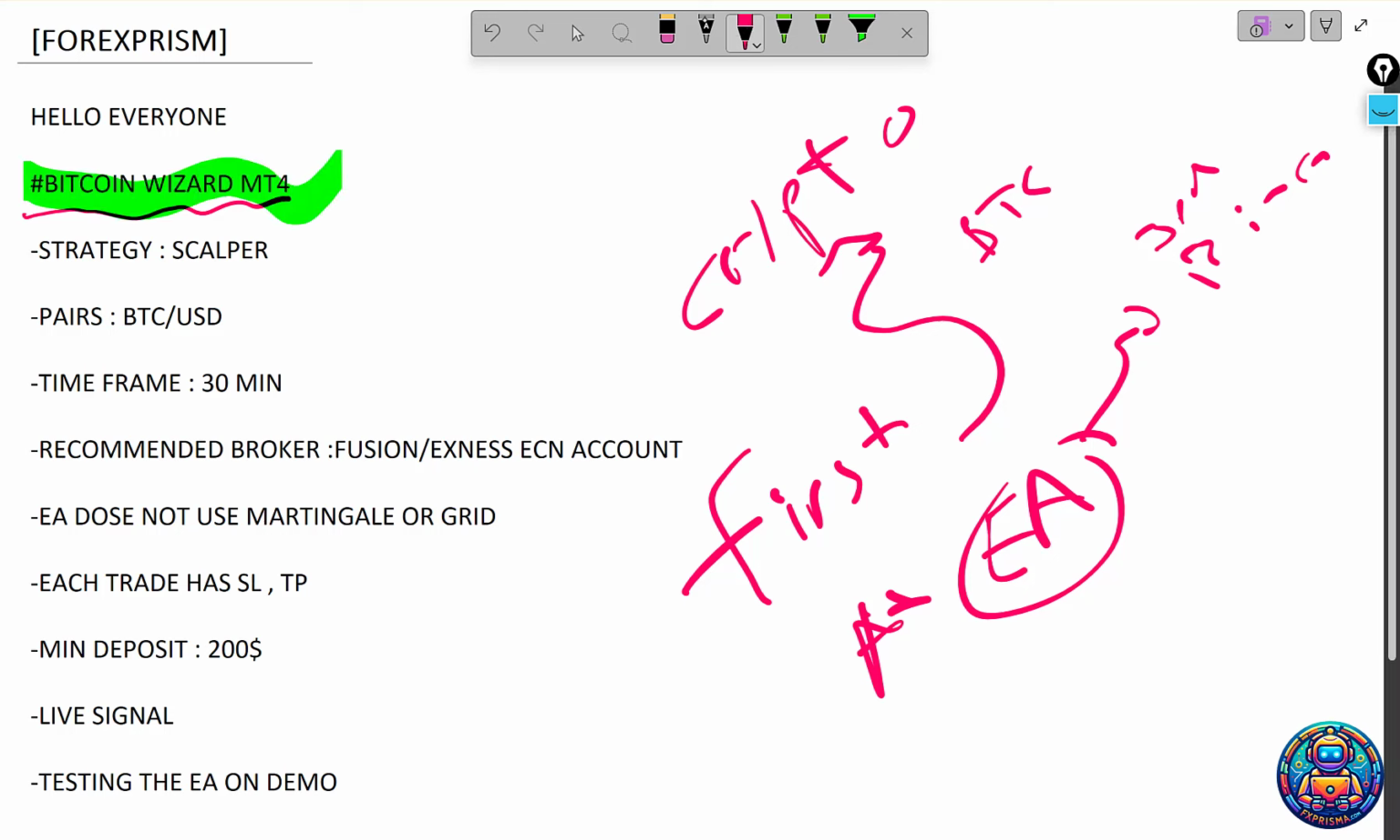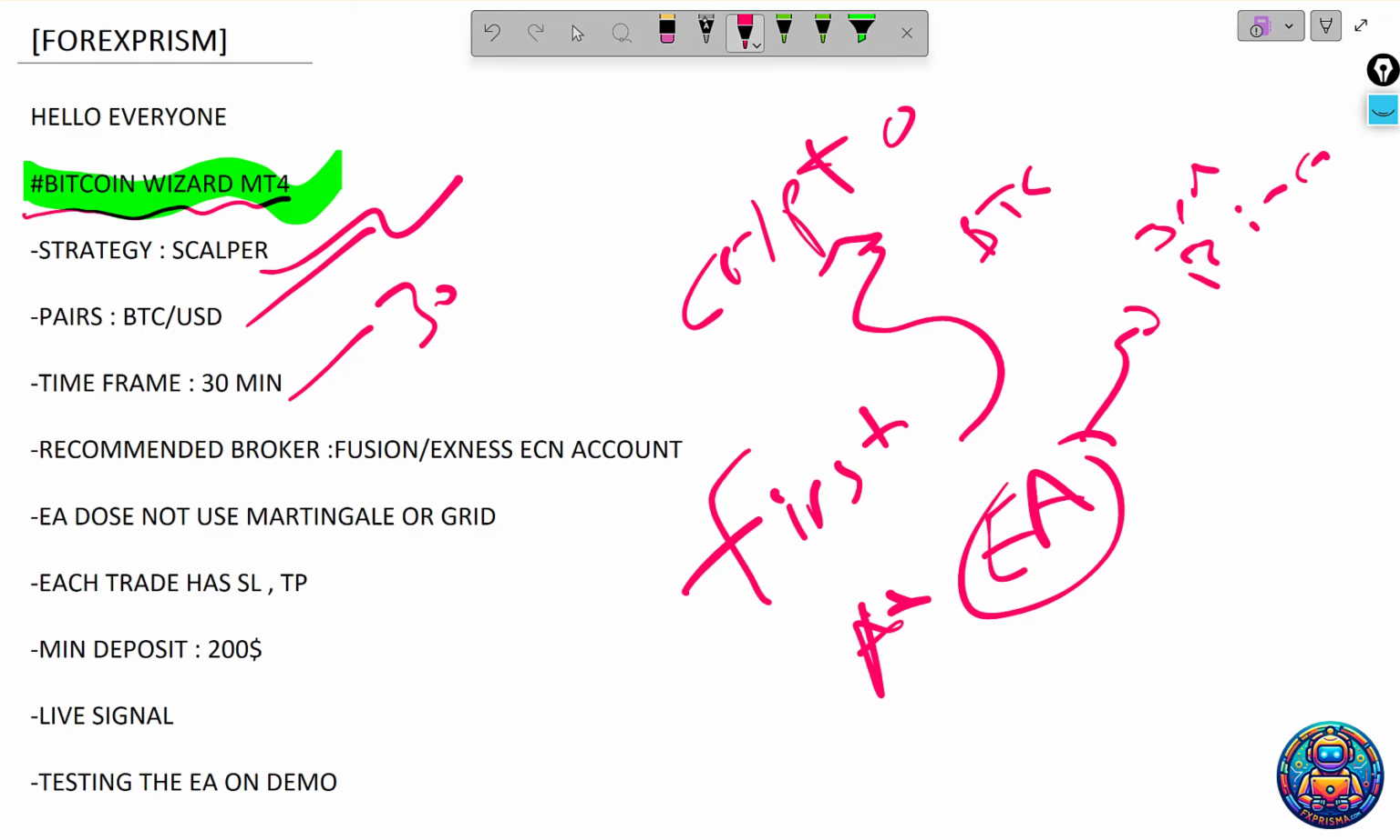Wizard for MT4. Now this is a scalper EA that only works for Bitcoin, and the time frame is 30 minutes. Now for the recommended broker, this one is very critical. You need a broker with low spread on Bitcoin and fast execution. This is very important, otherwise it will not work. And the EA does not use martingale or grid.